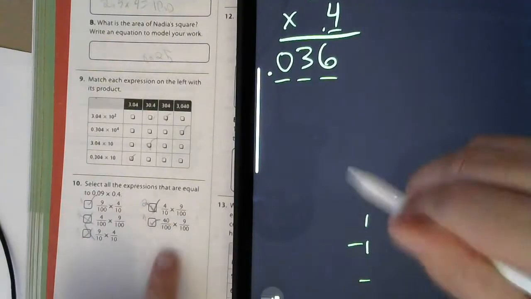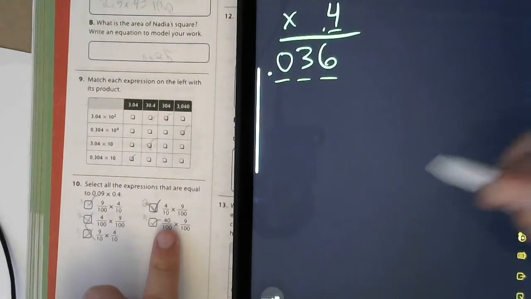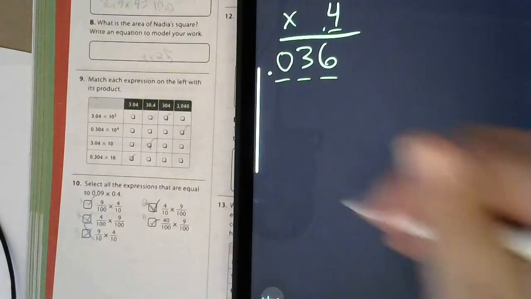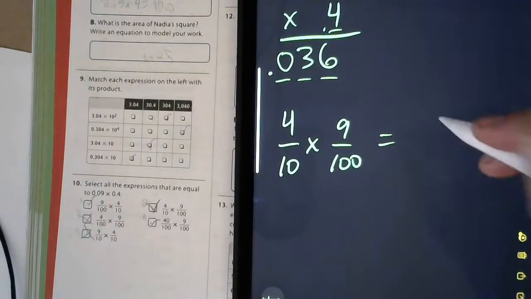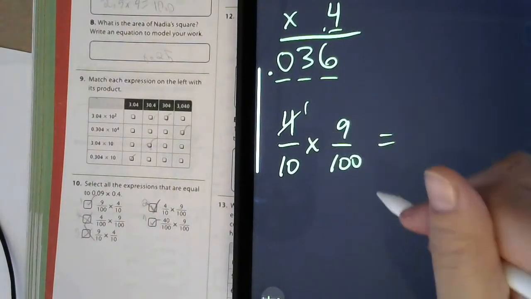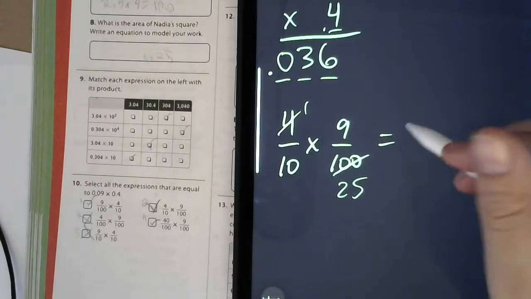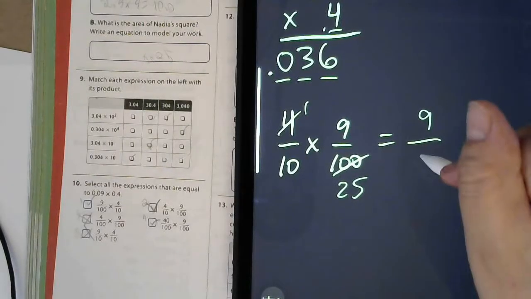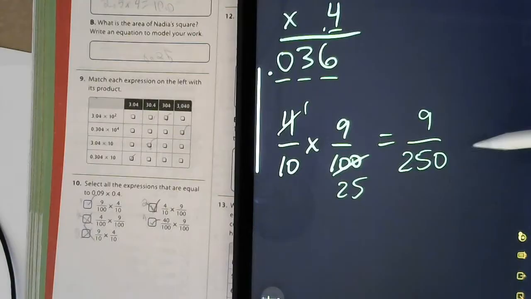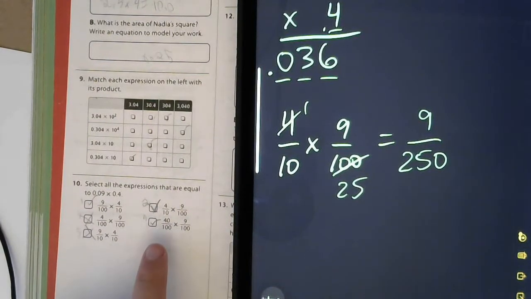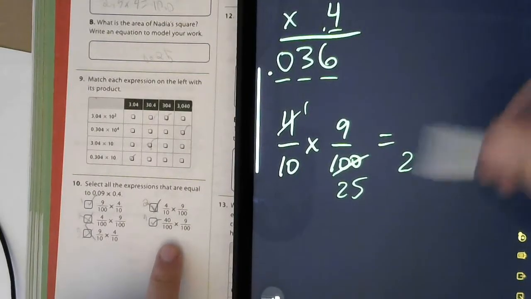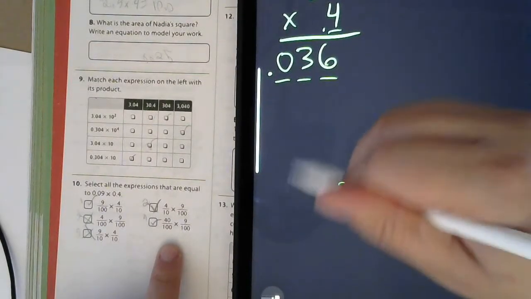Let's move on. Take a look at the next one here. It says 4 tenths times 9 hundredths. Let's write it out again. Now again, cross simplification. 4 goes into 4 once. 4 goes into 100 25 times. 1 times 9 is 9. 10 times 25 is 250. At that point right there, we should know that works out. We've already done the math to know that 9 over 250 checks out each and every time. There's one left, and that is 40 over 100 times 9 over 100. Let's try that one out.